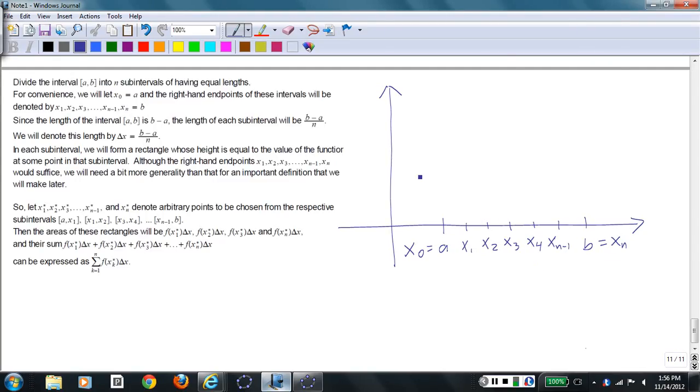So what does the curve look like? Well, it could look something like that. And I might as well start at A, huh?